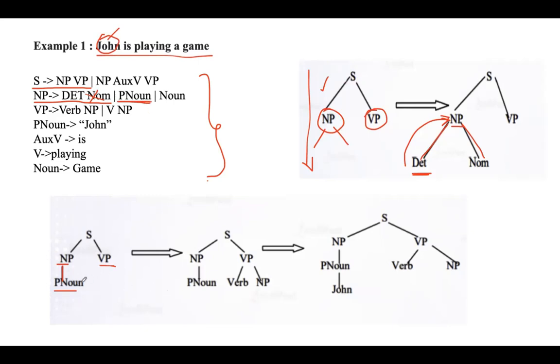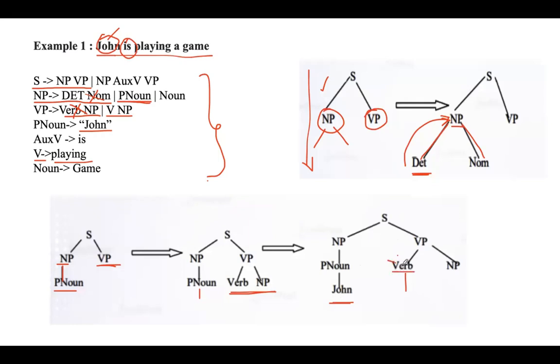Now, as we completed this part, you can move to VP. Check the VP production. VP derives verb and NP. Yes, we expanded the tree. And after this, again come to this part. Now, John. Yes, there is a match between this part and the string present in the sentence. After that, the second word in the sentence is ease. Here ease is not a verb, right? So we can't use this.